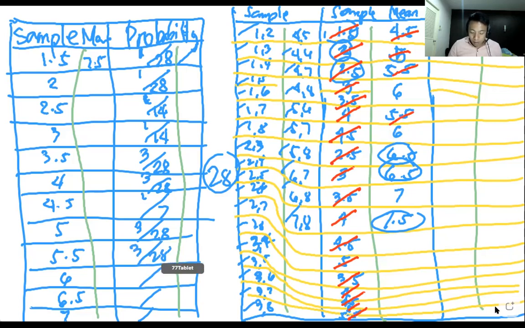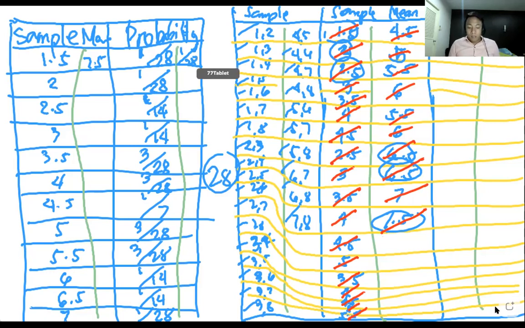How many 6 do we have? 1, 2. We only have 2. There's 1 over 14. How many 6.5 do we have? 1, 2. So we have 1 over 14. How many 7 do we have? Only 1. So we have 1 over 28. How many 7.5 do we have? We have only 1. So we have 1 over 28.